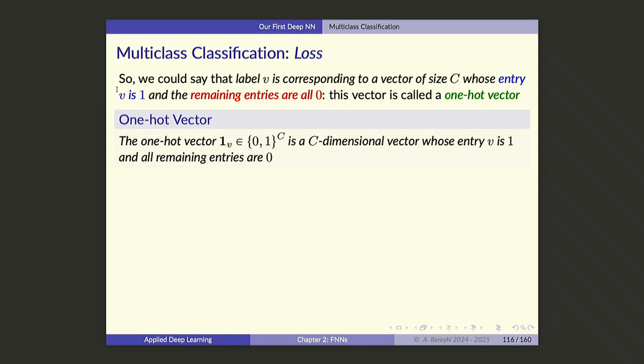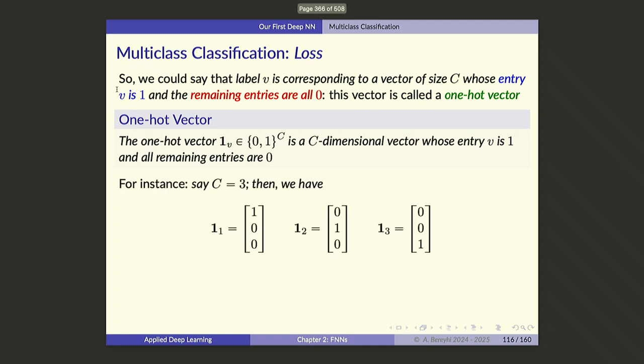Say C equals 3. Okay? Now, what is 1, 1? Can you tell me? 1, because the index is 1. 1, 0, 0, right? What is 1, 2? 0, 1, 0. So you got the idea, right?